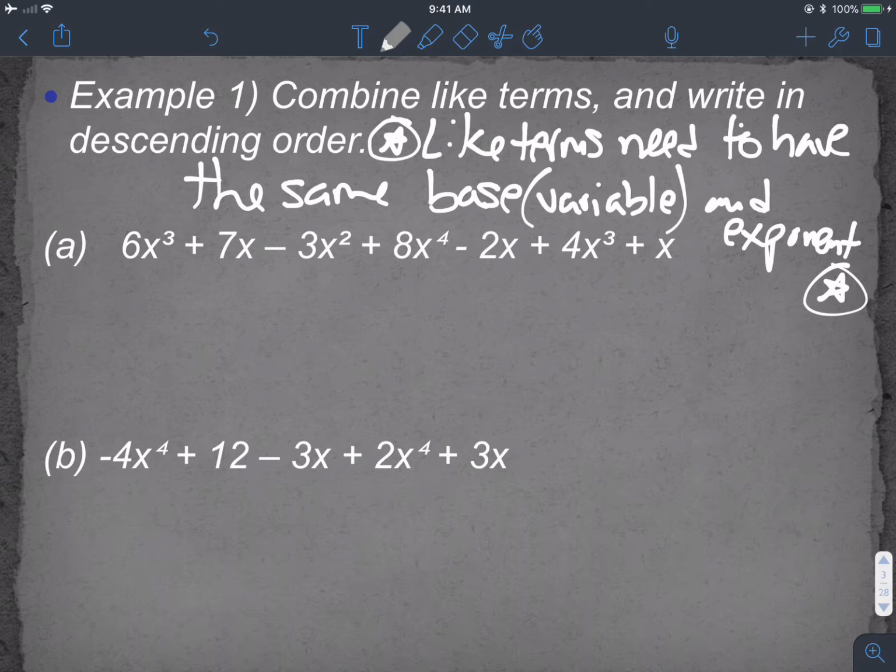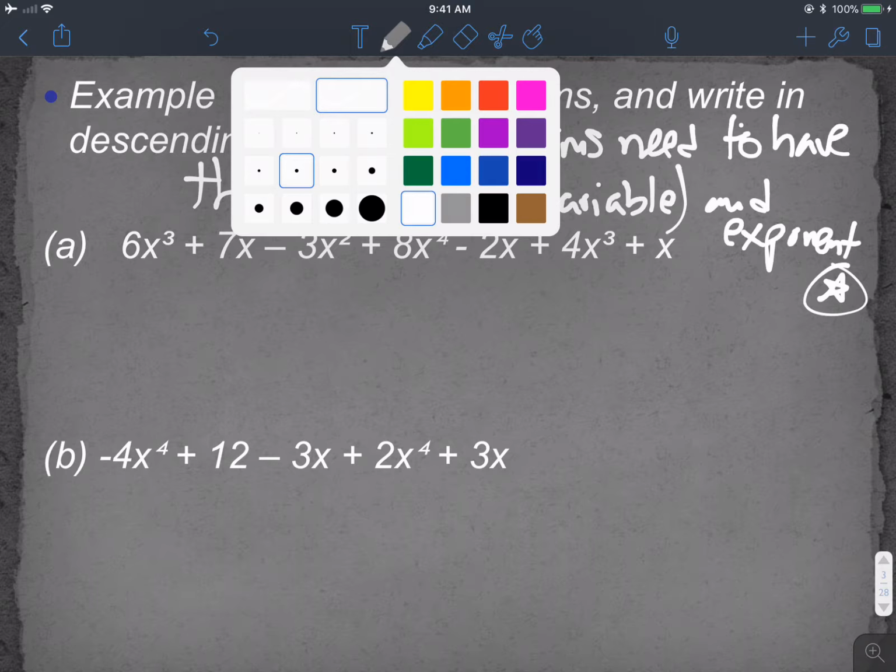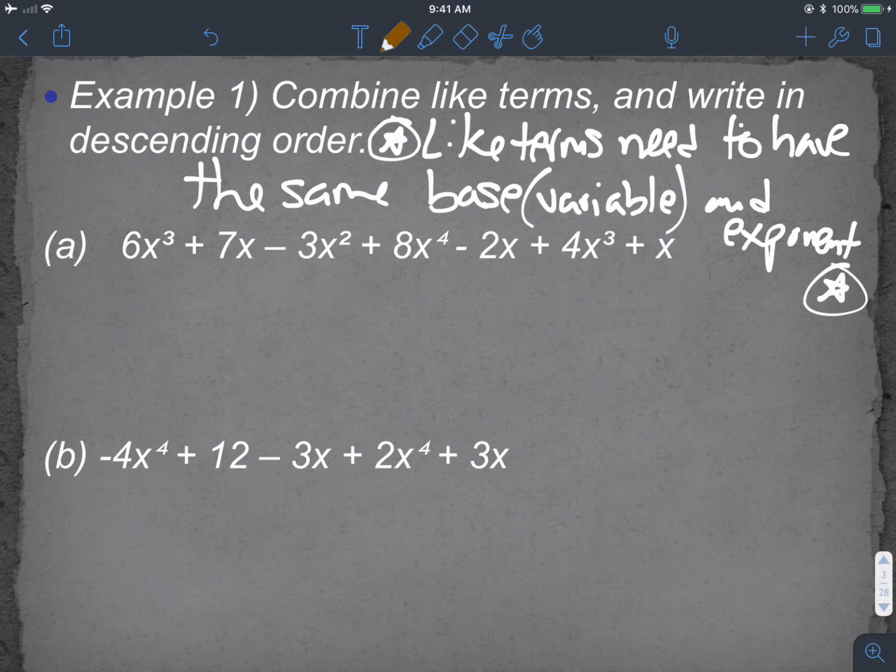Six x to the third plus 7x minus 3x squared plus 8x to the fourth minus 2x plus 4x to the third plus x. There's a whole bunch of stuff going on here. They're all x's, which is nice. So just kind of say, okay, which ones have like the third power? 6x to the third and 4x to the third. Two oranges. Put the oranges together.